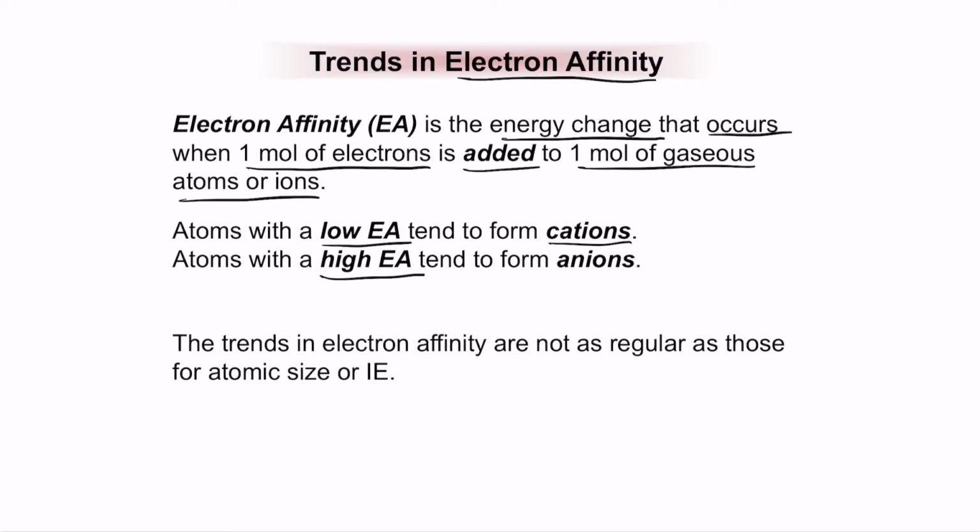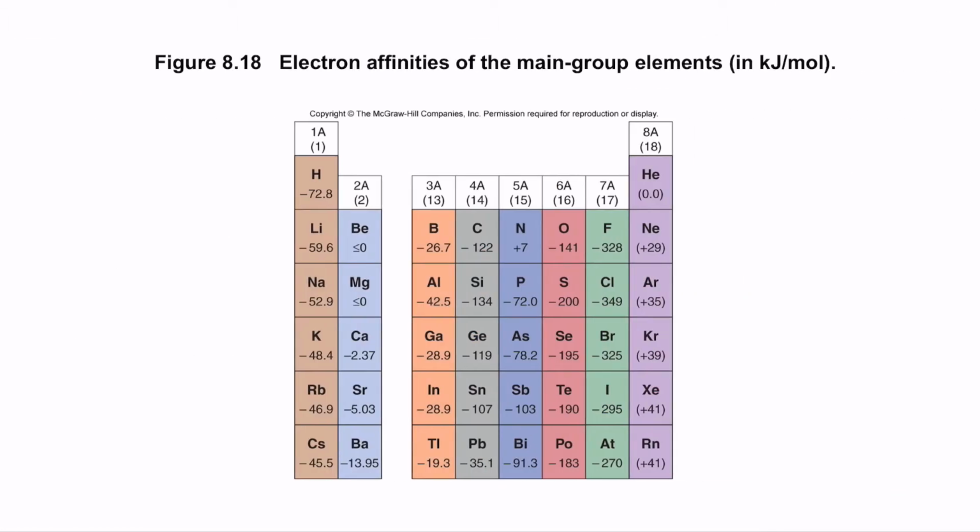with high electron affinity tend to form anions. Now, the trends in electron affinity are generally not as regular in terms of similarity to atomic size and ionization energy. They are not similar because electron affinity is an energy change, and because it's the energy change when you're adding electrons, there are chances that some atoms behave differently than others. So this causes a small shift in some of these values.